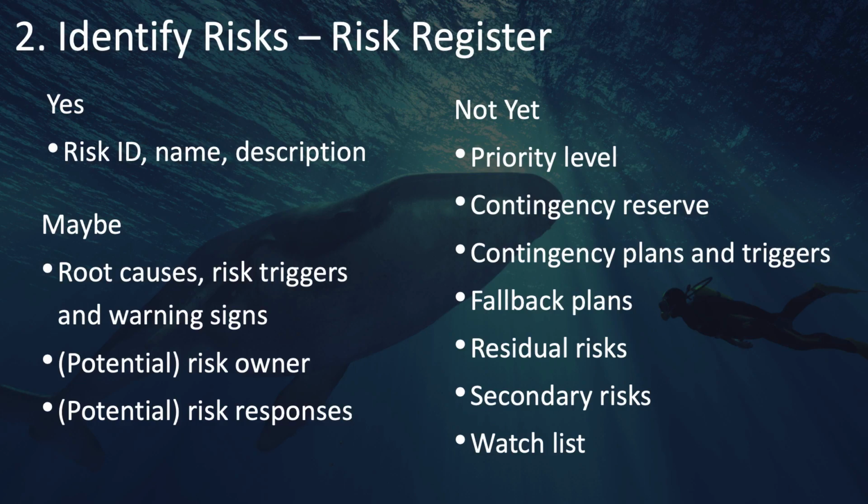But don't spend too much time on these just yet, because until you've gone through at least a qualitative risk analysis, you won't have the information you need to properly prioritize each risk, and then, based on the priority, determine more about these root causes, risk owners, and risk responses, as well as the priority level. Contingency reserves, contingency plans and triggers, fallback plans, residual risks, secondary risks, and the watch list. Those all come later.